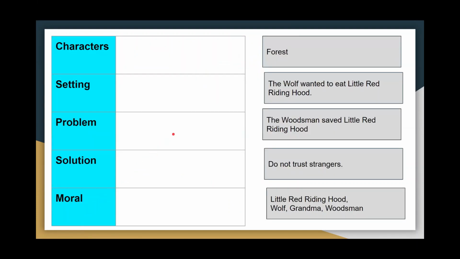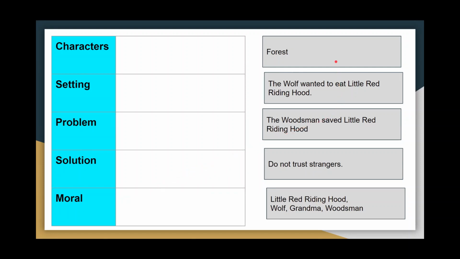Okay, boys and girls, we said that we would go back to this story, the story of Little Red Riding Hood. Now think back to the video we watched in the beginning of the lesson. Now we're going to take the elements of a fairy tale and match them with the story that we just read. We're going to match the characters, setting, problem, solution, and moral. And remember, moral is the lesson that we learn in a story.